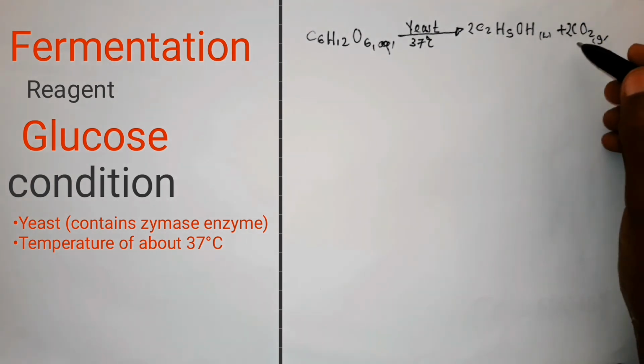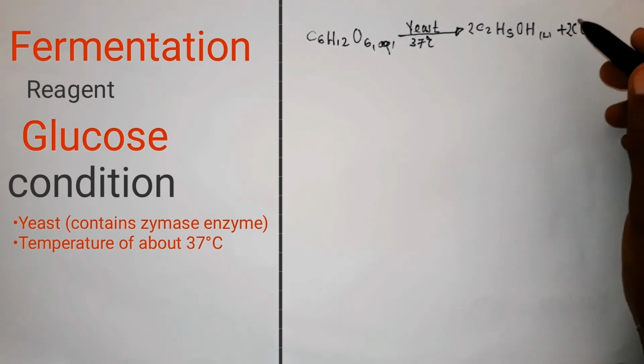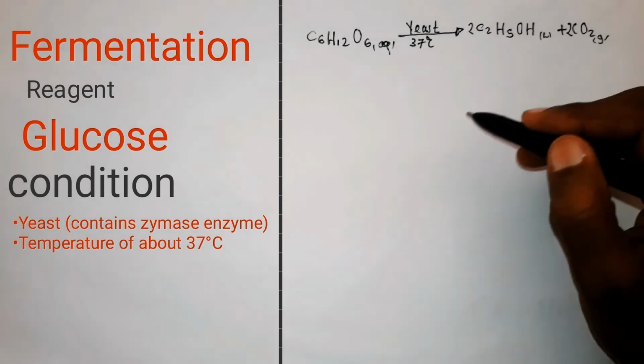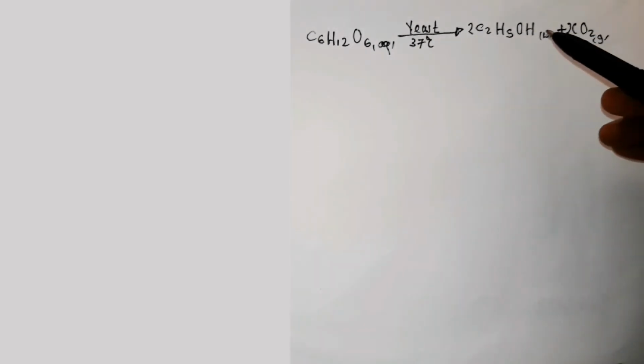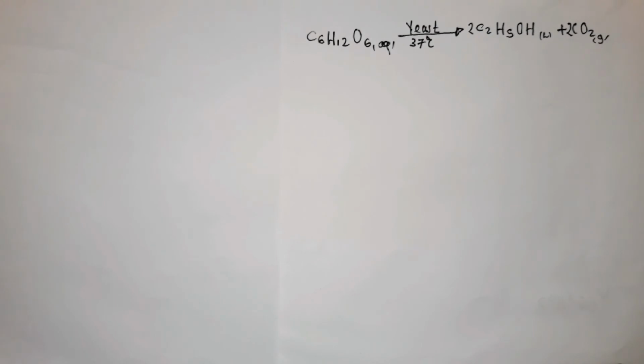Now this carbon dioxide obtained is tested chemically using lime water. It will form a white precipitate with lime water, that's calcium hydroxide, for a short while. Generally, fermentation takes about 2 to 3 days at a temperature of about 37 degrees Celsius. So this is how the setup looks like.